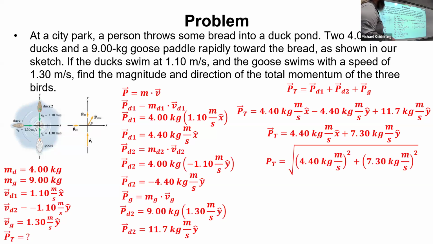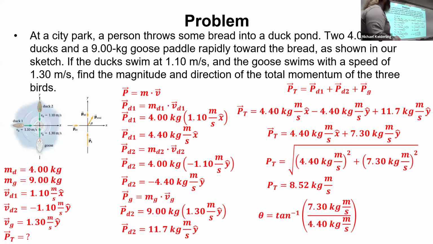So if we want to find the magnitude, the square root of the x term squared plus the y term squared comes out to 8.52 kilogram meters per second. And the angle is going to be the inverse tangent of the y over the x, so 7.3 over 4.4, which is 58.9 degrees. Any questions about this? Okay.